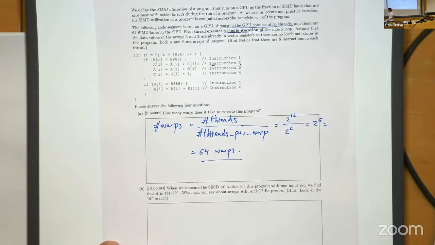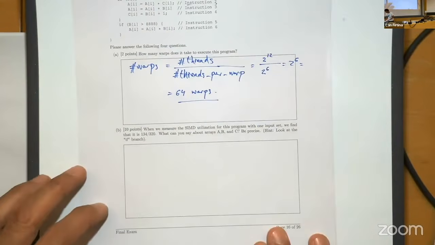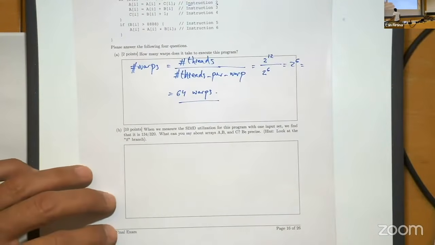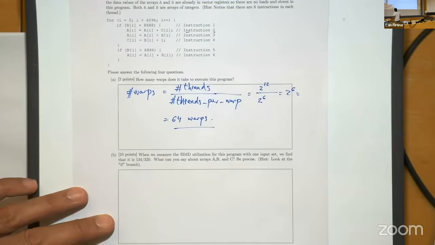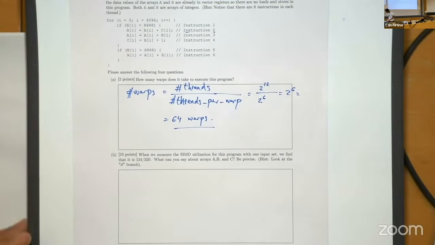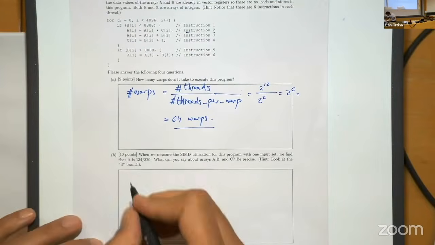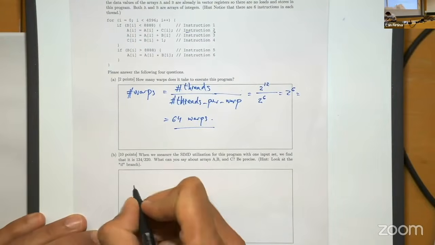Okay, I guess no questions here. Anyway, feel free to raise your hand if you have any question. Okay, second one, it says we measure the SIMD utilization for this program with one input set. We find that it is 134 over 320. What can you say about arrays A, B, and C? Be precise and look at the if branch, is the hint that we are giving here.